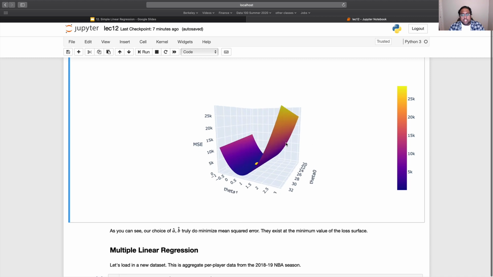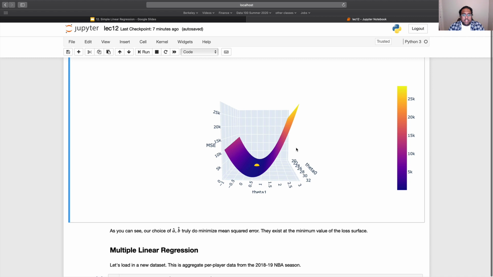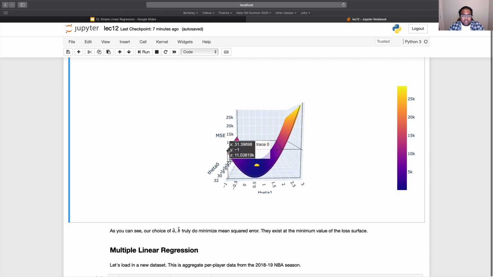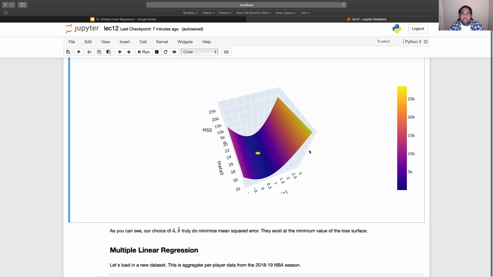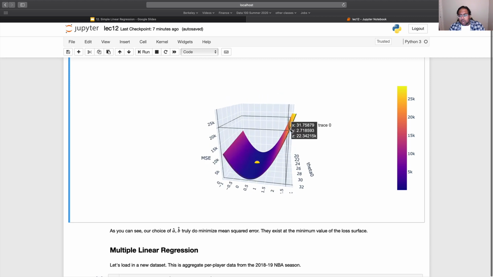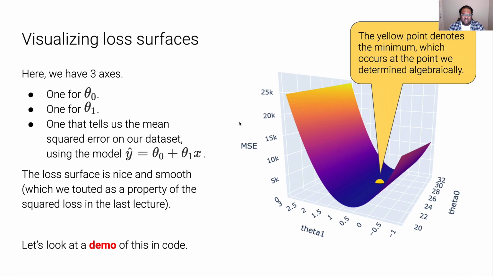But this is an idea of what a loss surface looks like when we have multiple model parameters. You may note that this does look very smooth and parabolic-like, which is one of the properties of squared loss that we discussed in the last video. Now, this is not the last time that you will see loss surfaces that look like this. When we start talking about numerical optimization procedures like gradient descent, we will be looking at plots that look like this quite frequently, but we will cross that bridge when we get there. So that's a loss surface.